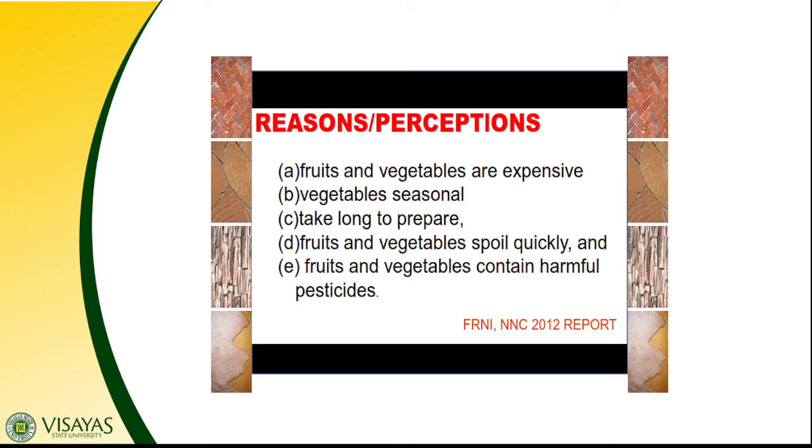There are some reasons why Pinoys eat fewer vegetables. These are reasons or perceptions. First, fruits and vegetables are expensive, which is true in some vegetables only, just like the members of the Brassicaceae family. The cauliflower and the broccoli usually cost around 100 to 150 pesos per kilogram. And second, vegetables are seasonal.